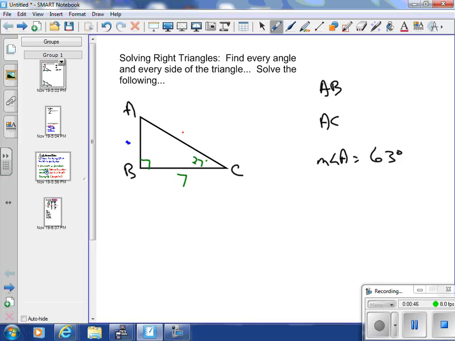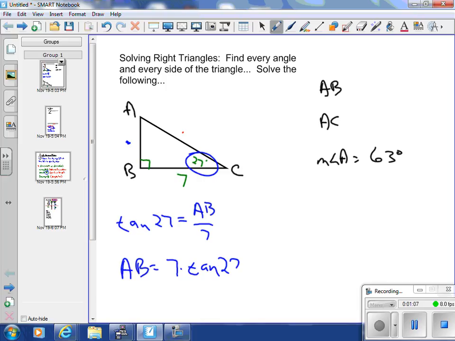So what I'm going to do to find out what side AB is over here, since from the given angle of 27, that's the opposite, and 7 there is the adjacent, we're going to write the equation that the tangent of 27 degrees is the opposite over the adjacent. Solving this is going to just be simple algebra. So 7 times the tangent of 27 is equal to about 3.57. So AB is about 3.57.